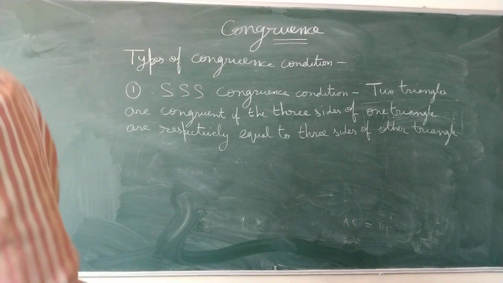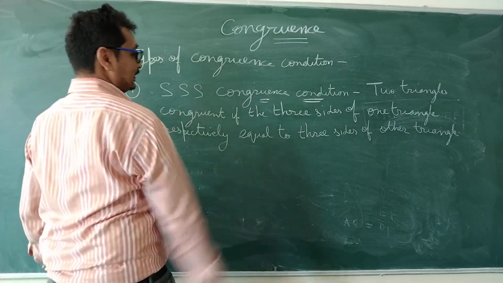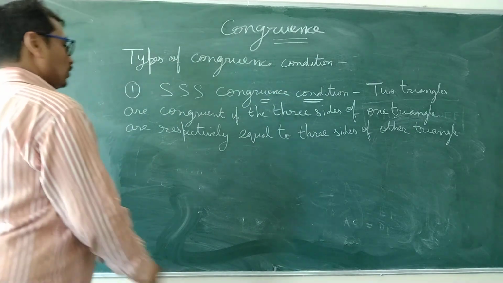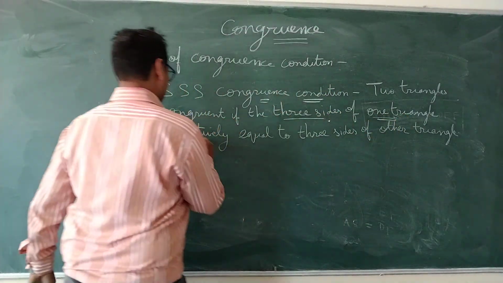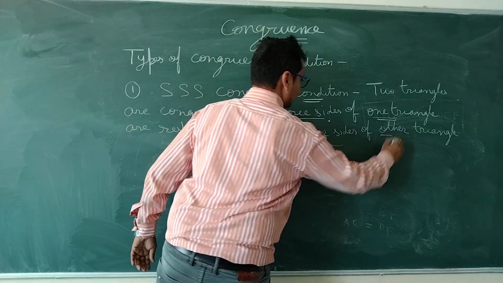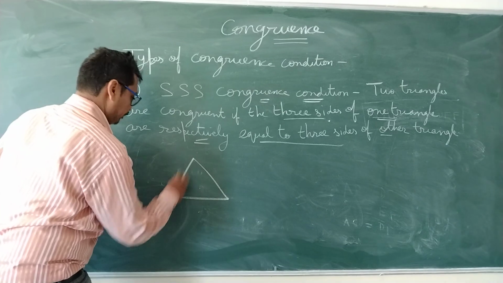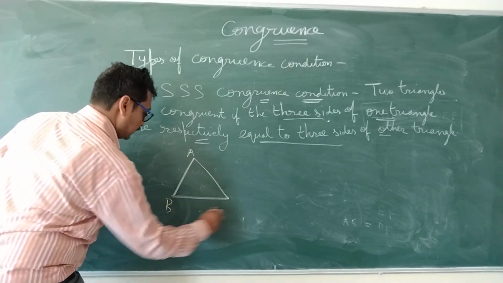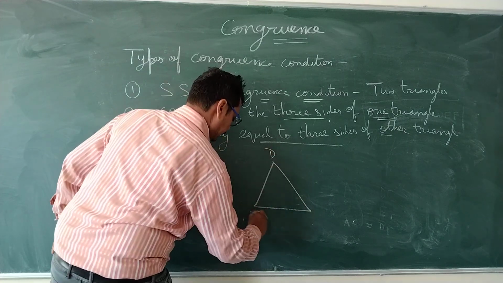Now types of congruence. First one is the SSS congruence condition. What does it say? It says two triangles are congruent if the three sides of one triangle are respectively equal to the three sides of another triangle. It means suppose we have a triangle ABC and triangle DEF.